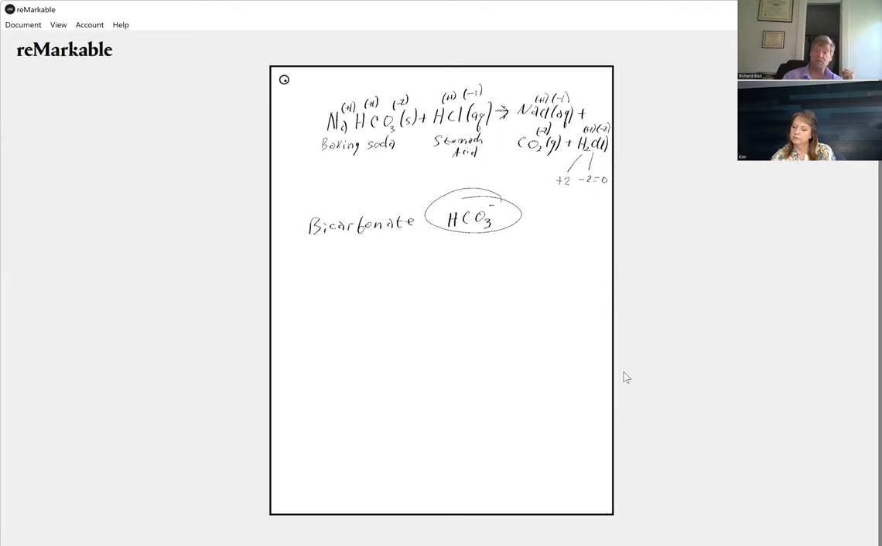The only thing we don't know is carbon. So the oxidation number of carbon we're going to call X. We have two oxygens, each with an oxidation number of minus two. That must add up to zero. That means X minus four equals zero. So the oxidation number of carbon is, yes, plus four.